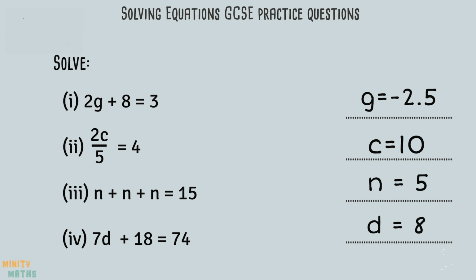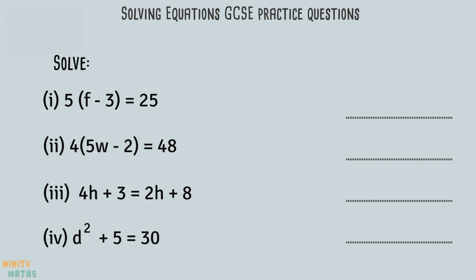The final set of questions involves slightly more complicated calculations to solve. With question 1 there are 2 ways we can solve this. We can either expand the brackets or rearrange. Let's look at how we can rearrange this equation before solving. Firstly, we can remove the 5 outside of the brackets by dividing both sides by 5. We can then add 3 to each side to cancel out the minus 3 and get f on its own.